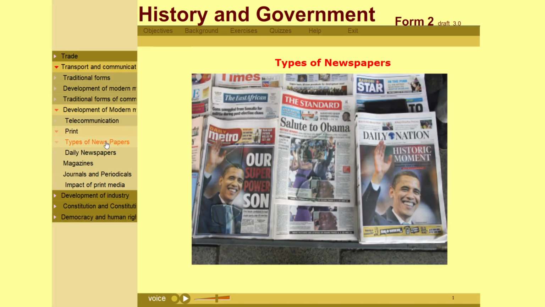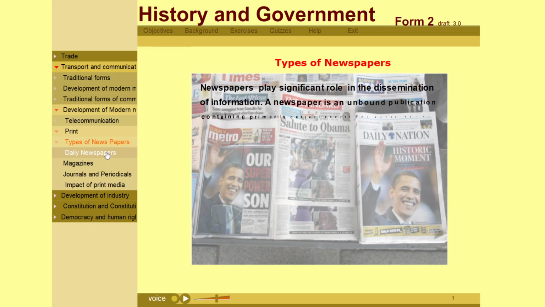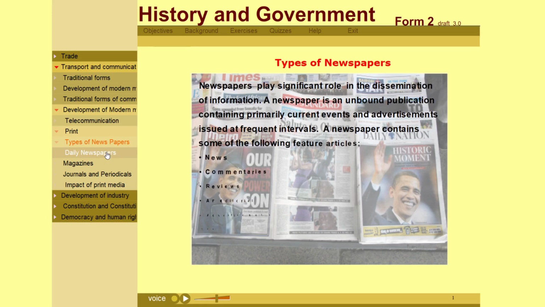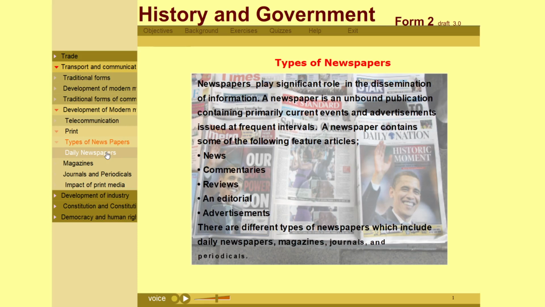Newspapers play a significant role in the dissemination of information. A newspaper is an unbound publication containing primarily current events and advertisements issued at frequent intervals. A newspaper contains some of the following feature articles: news, commentaries, reviews, editorials, and advertisements. There are different types of newspapers, which include daily newspapers, magazines, journals, and periodicals.